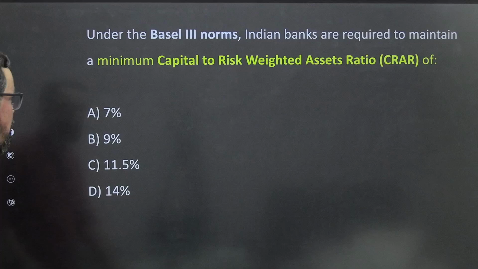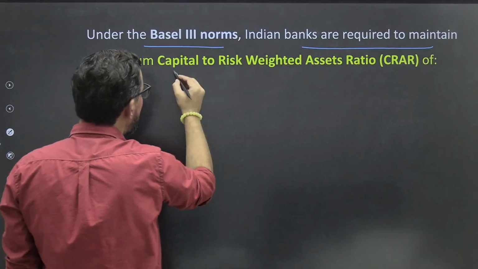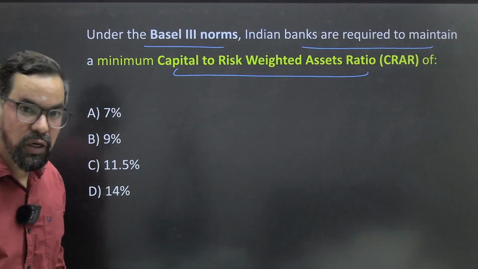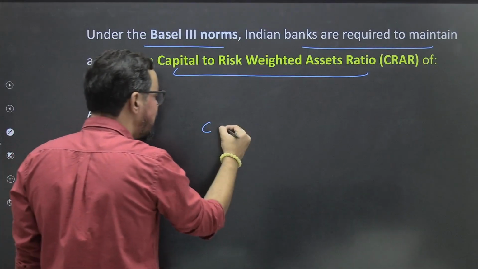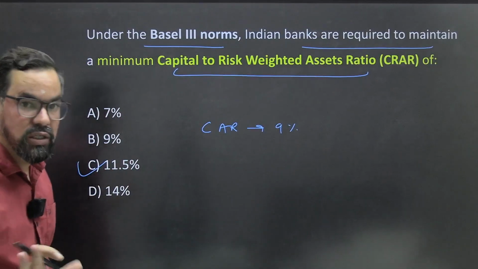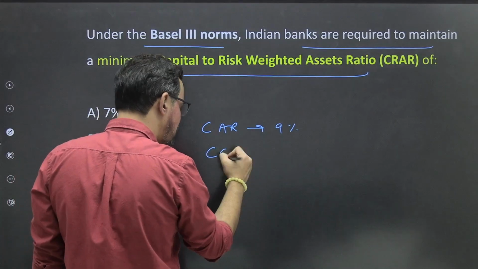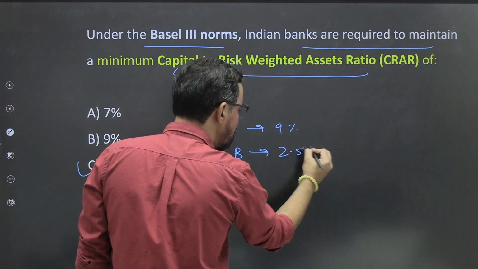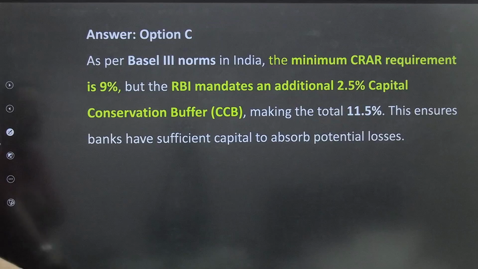ठीक है, next one. Under the Basel III norms, Indian banks are required to maintain a minimum capital to risk weighted asset ratio, CRAR. So what is the percentage of this particular one? So it is 11.50%. Yes, हाँ, ठीक है. तो क्या होता है आपका CAR is how much? 9% for Indian banks as per the recommendation of the Narasimham Committee 1998. And the capital conservation buffer, CCB, ठीक है. So CCB is 2.50%. So in total it becomes how much? 11.50%. ठीक है. So capital conservation buffer.